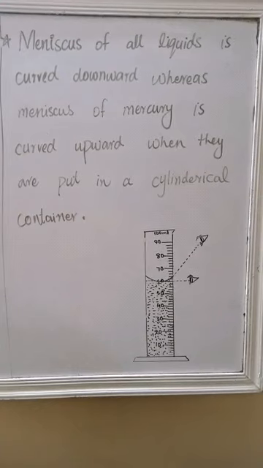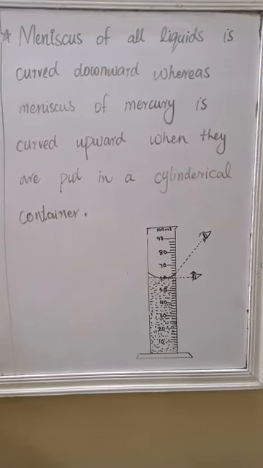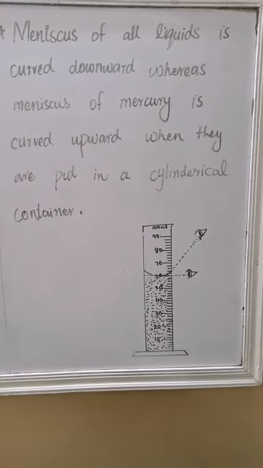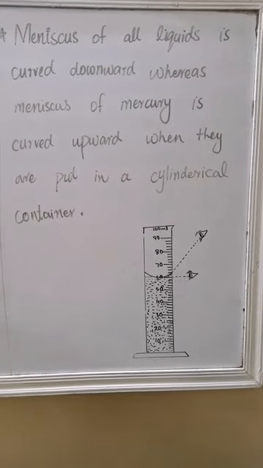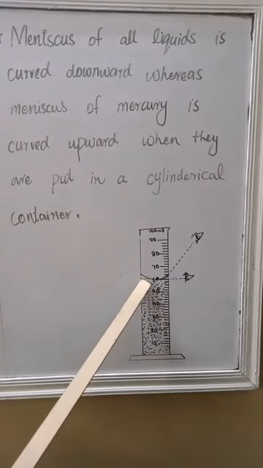Measuring cylinders of different capacities are available in the school laboratories. They range from 5 ml to 500 ml. To measure the correct volume of a liquid, cylinder must be kept on horizontal surface and eye should be kept at the level of the bottom of the meniscus.